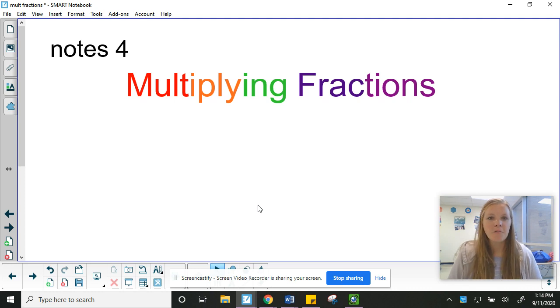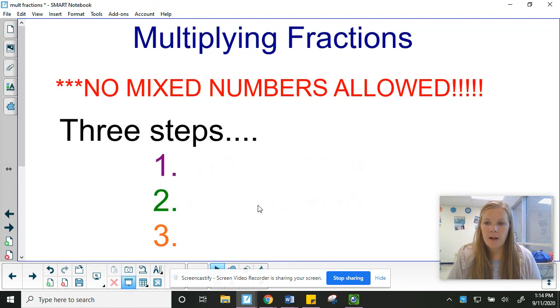Hello. Right now we're going to take notes 4 on multiplying fractions. So at the top of your note sheet, wherever you're keeping your notes, make sure you have notes 4 and then the title multiplying fractions. Here are some important facts about multiplying fractions before we do a couple of examples.